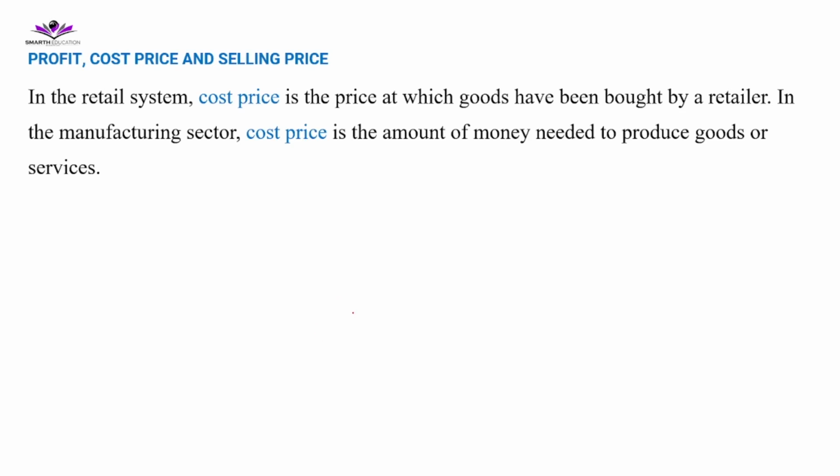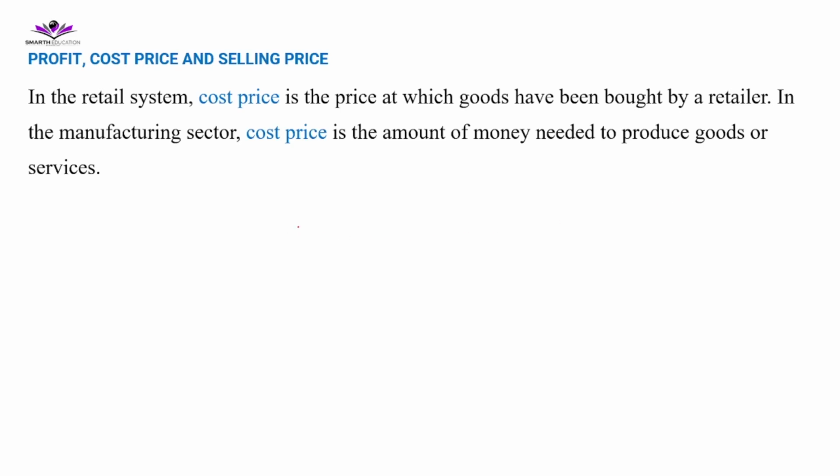The cost price. Let's start with the cost price. In a retail system, cost price is the price at which goods have been bought by a retailer. Right, who is a retailer? It's someone who buys goods to resell. Let's say I buy a calculator for 350 rands and then I sell it for 500 rand. So the cost price will be the 350 rand that I buy the calculator with, and then the selling price is going to be the 500 rand that I'm going to sell the calculator with.